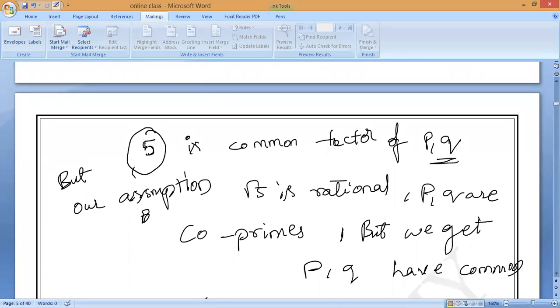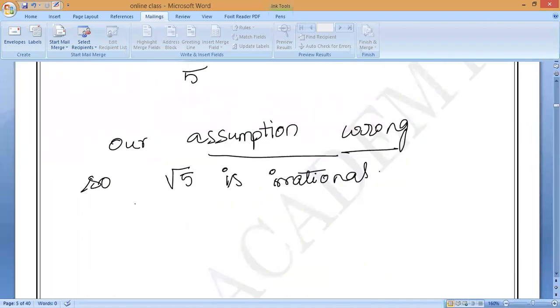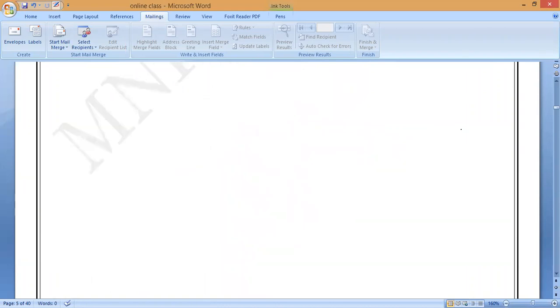What is our assumption? Root 5 is rational. So our assumption is wrong. The opposite of rational is irrational, so root 5 is irrational. Okay? Do you understand this sum? In the same way, you can solve root 3 and root 7. Prove that root 7 is irrational.